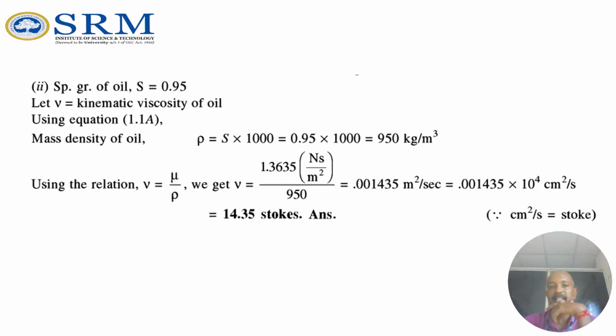Okay, so next, the kinematic viscosity. Kinematic viscosity is dynamic viscosity divided by density of the liquid. The specific gravity is given in the problem, 0.95, so multiplied by 1000 you get the density 950 kg per meter cube. Then you put in your values and get the kinematic viscosity. That value is in meter square per second, and you convert it to centimeter square per second. 1 centimeter square per second is equal to 1 stroke. So you multiply by 10 power 4, and you get the value 14.35 strokes. Okay, so this is the first problem over.